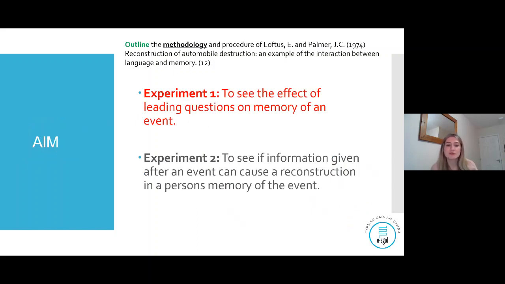All right, starting with Loftus and Palmer then, there are two experiments, aren't there? There's two sections to this piece of evidence. You've got experiment 1 and experiment 2, and they both had slightly different aims. Experiment 1 wanted to see the effect of leading questions on memory of an event, and experiment 2 wanted to see if information given after an event can cause a reconstruction in a person's memory of that event. So she was looking at two different areas and using the same kind of procedure for each one.